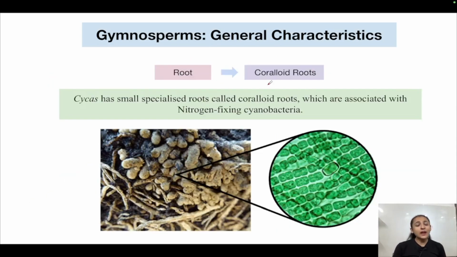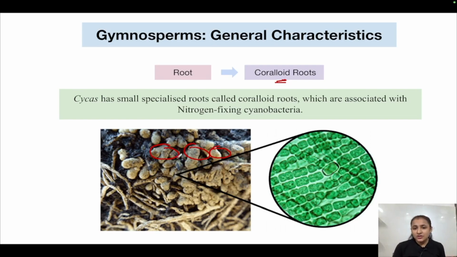Now let us look at the coralloid roots. What are coralloid roots? Coralloid roots are small specialized roots. They have a very knobby kind of appearance, with certain knots. These knobby structures are present in coralloid roots, as you can see here. They look like corals. In coral reefs, you can see certain irregular kinds of growth and structures, right? Similar structures are found in coralloid roots.